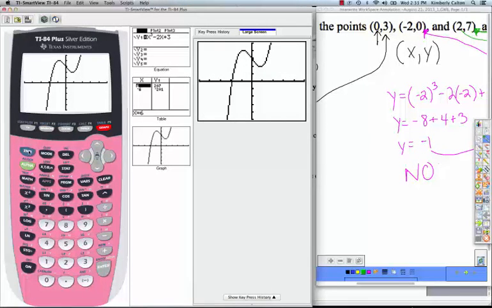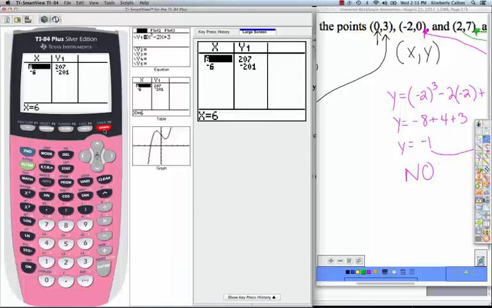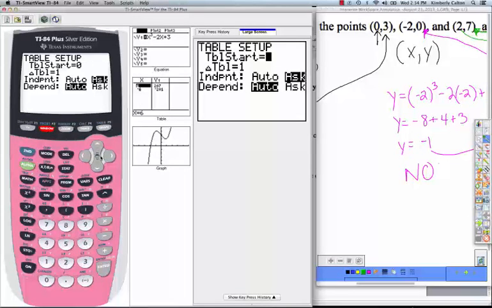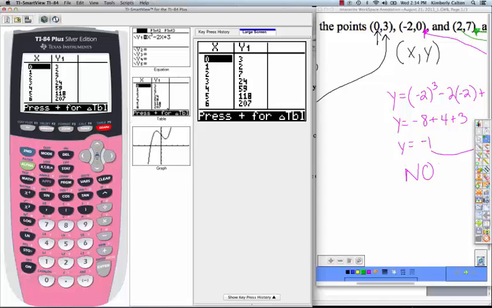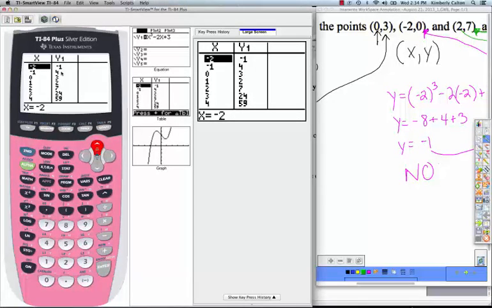So we're going to press second graph, and now you'll notice that we have a table. But in this case, we don't have everything set up properly. So we're going to make sure that our table is on auto so we can see all of the values that belong to the graph. The first value we want to check is 0 for x, and notice that y is 3. So again, this checks out with the first point, yes. Now we need to go to negative 2, so we're going to press up, and it says negative 2 gives negative 1, which does not match, which is what we found. So it is no. And then lastly, we have 2 and 7. So yes, this point matches.